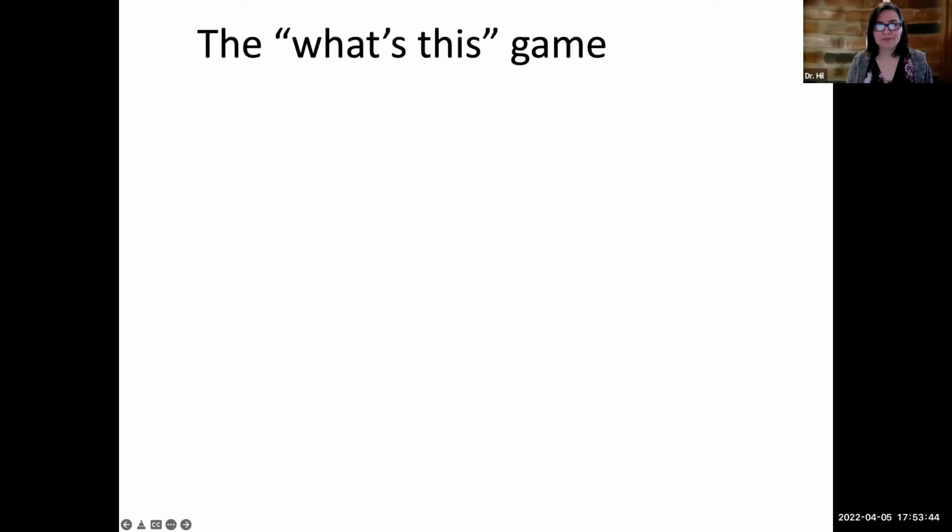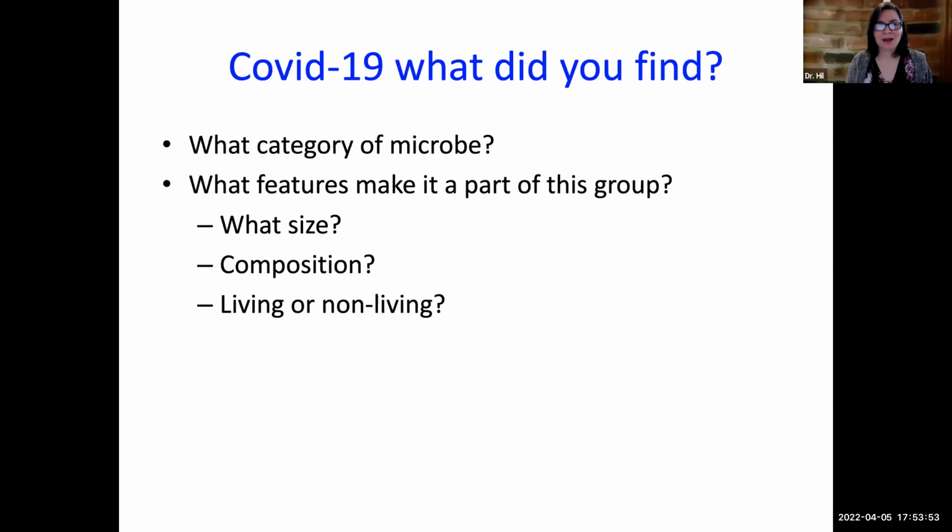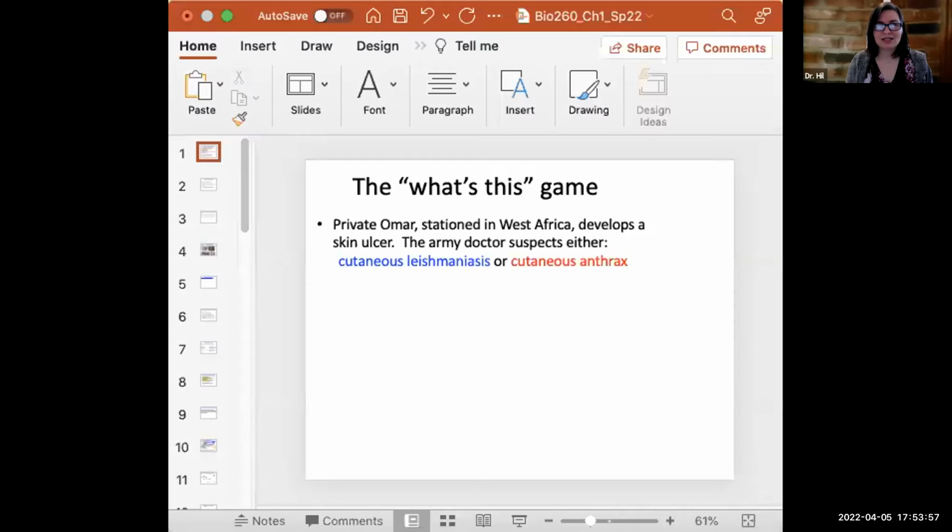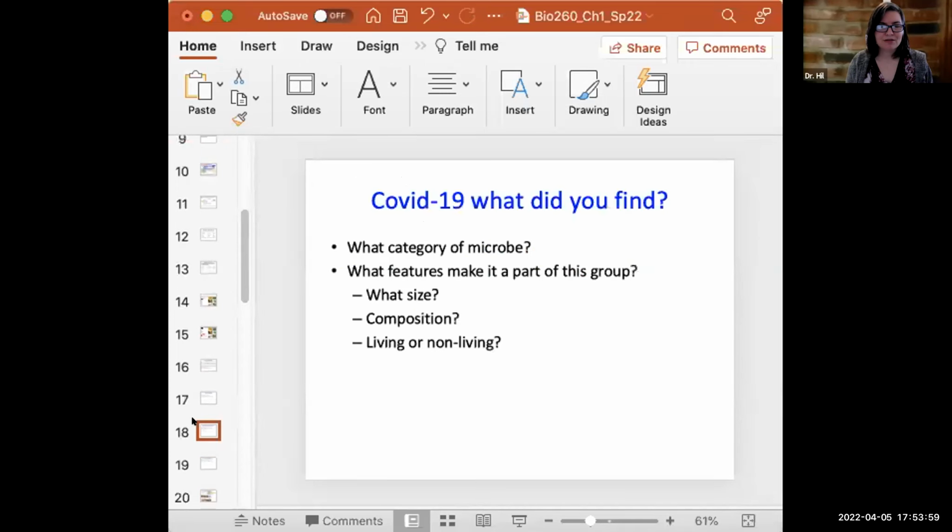Okay, so what we're going to do after the break is called the What's This game. If you're retaking my class, you've played this before, so you might know the answers, but again, this game is intended to help us apply our knowledge, like thinking about why it's important to know what these categories are. How is that helpful? And what kind of questions do we need to ask if we're trying to figure out what's causing a disease?